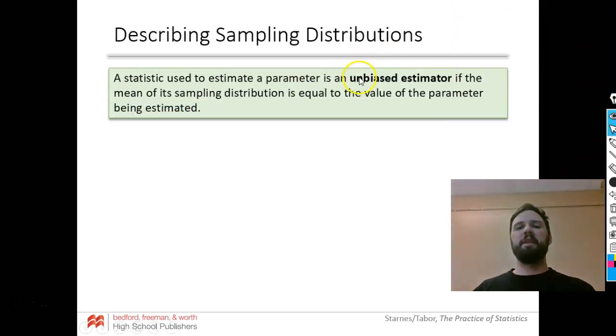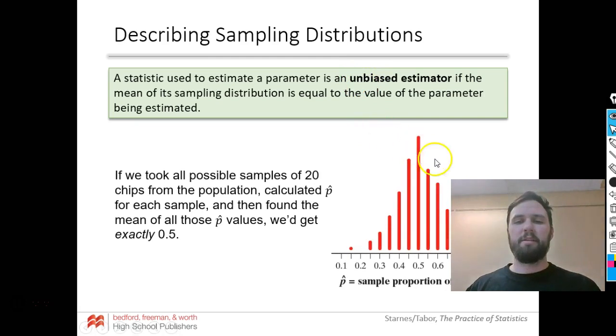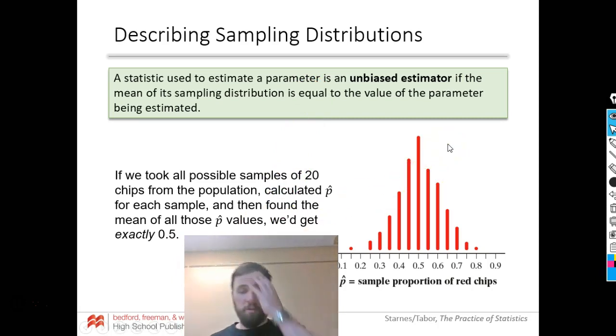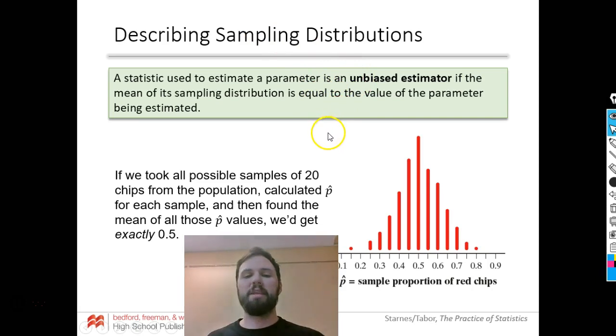So a statistic should be unbiased to use to estimate the parameter. It's unbiased if the center of the sampling distribution is equal to the value of the parameter. Like, look at this. Our sampling distribution shows 0.5. We know the population is 0.5. It's not biased. We got what we were supposed to get. How do you know the true population? Don't ask me that. It's tough.